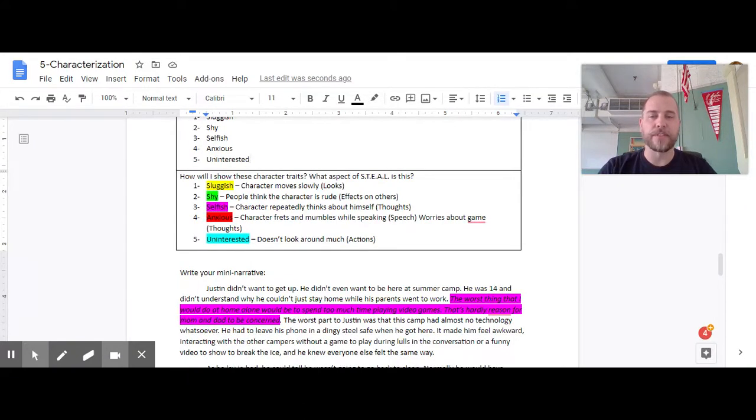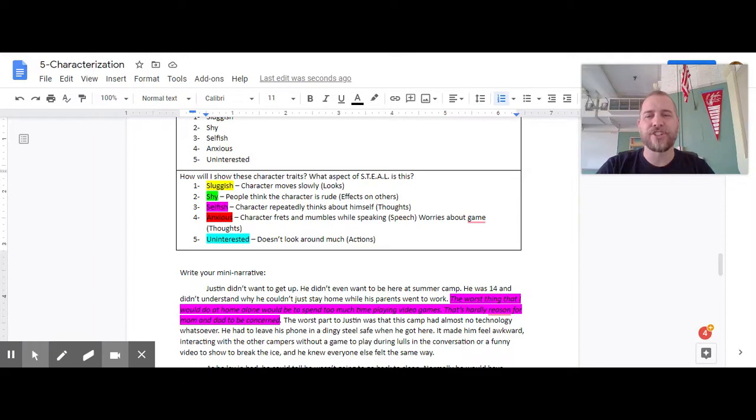And so after you come up with that list of traits, you want to tell how you are going to show this. And so if my character is sluggish, how am I going to show it? Well, I'm going to show that he moves slowly. Whenever he moves, he's going to move slowly. And what aspect of STEAL is this? Well, that's looks, right? That's how he looks. You could say it's actions also, but I'm trying to shoehorn it into looks.